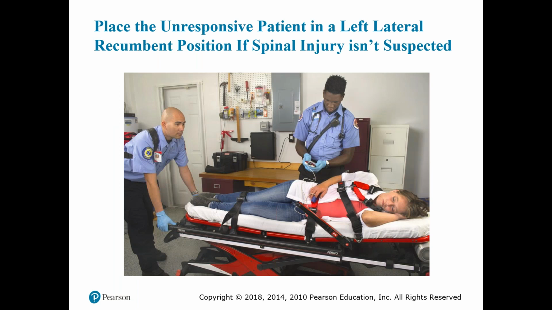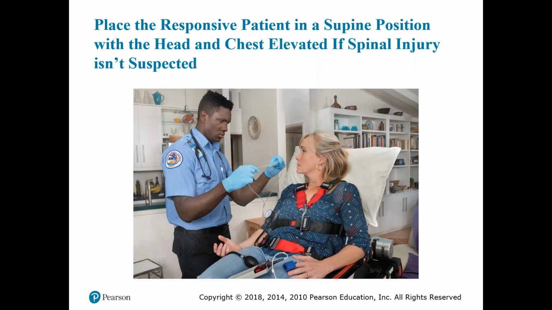If that patient is unresponsive, they do have the tendency to be nauseous and or vomiting, so you can position that patient in a left or right lateral recumbent position if we don't suspect any type of C-spine injury. If the patient is alert, go ahead and let them position themselves in a position of comfort. Generally, it's going to be that semi-Fowler's position.